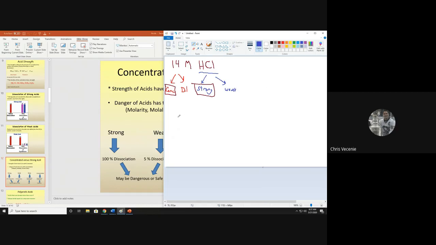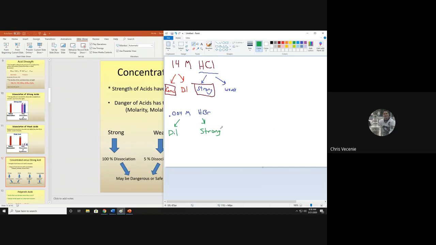If I were to make this be 0.004 molar HBr, I look at this, the number part tells me that this is dilute because it's a small number for the molarity. HBr is on our list of 6, so it is strong.